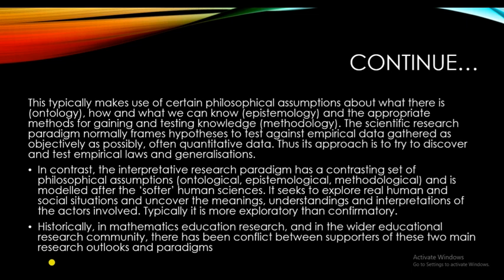This typically makes use of certain philosophical assumptions about what there is. When we talk about philosophical assumptions of what there is, meaning what exists there, this is called ontology. When we research how and what we can know about anything, this is called epistemology. And the appropriate methods for gaining and testing knowledge are called methodology. The scientific research paradigm normally frames hypotheses to test against empirical data gathered as objectively as possible, often quantitative data. Here we are talking about quantitative research. Thus, its approach is to try to discover and test empirical laws and generalizations.